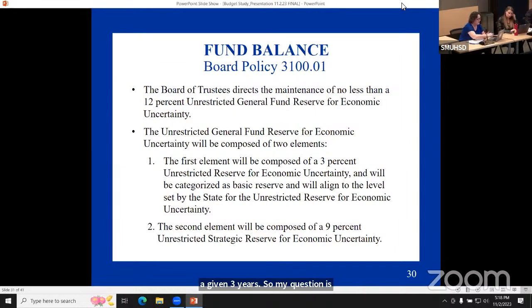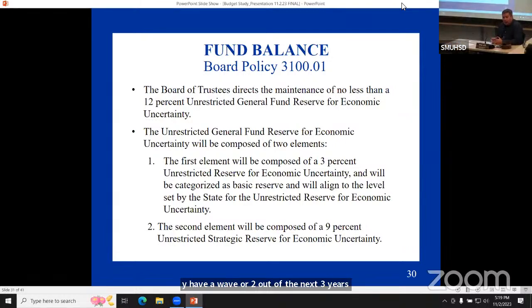So my question is actually around this. If we flip out of basic aid, then it looks like we would have to spend a lot of money all at once, right? Or maybe we'd have a year to spend that. You get a waiver, but you can only have a waiver 2 out of the next 3 years. But I don't think that's a reality for us. I'm just saying that a lot of districts would face that, but ours is not.